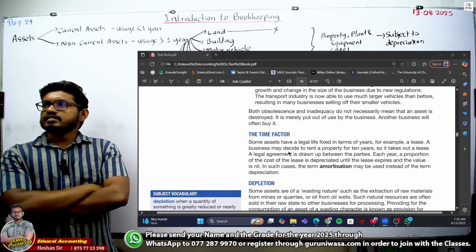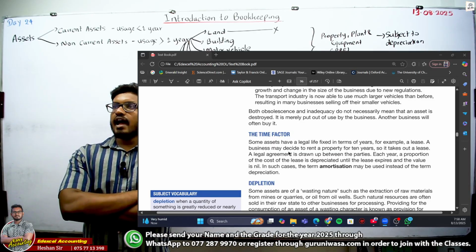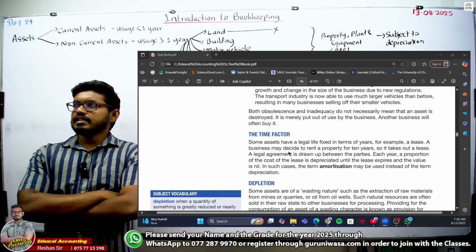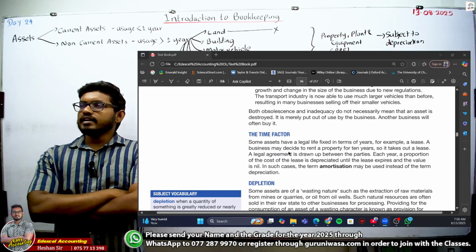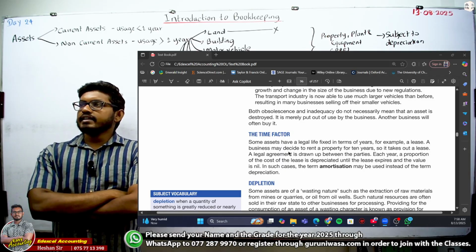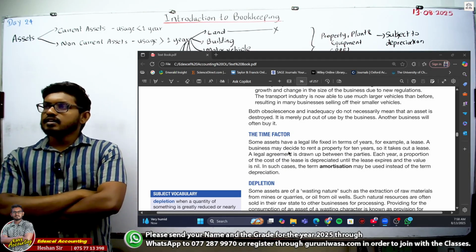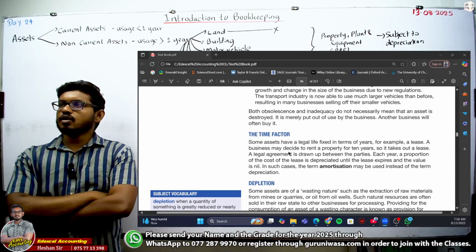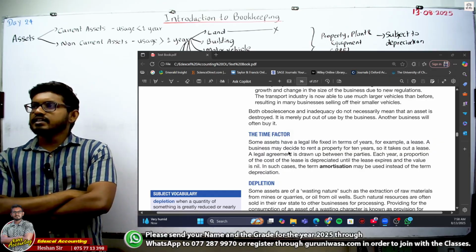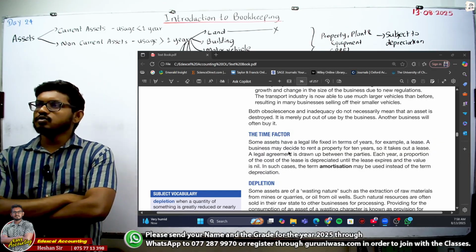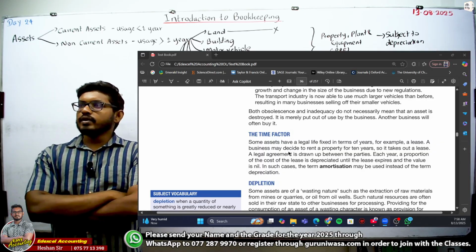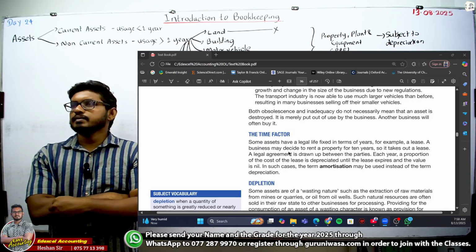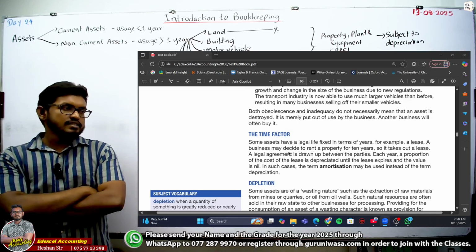So the time factor: some assets have a legal life fixed in terms of years. For example, a lease. A business may decide to rent a property for 10 years, so it takes out a lease, right? The lease agreement is drawn up between the parties. Each year, a portion of the cost of the lease is depreciated until the lease expires and the value is nil. In such a situation, the term amortization may be used instead of the term depreciation.